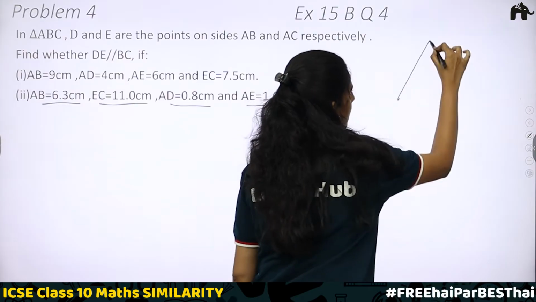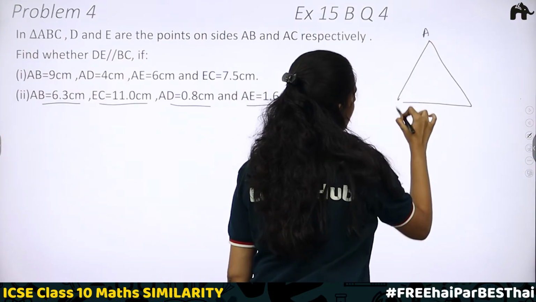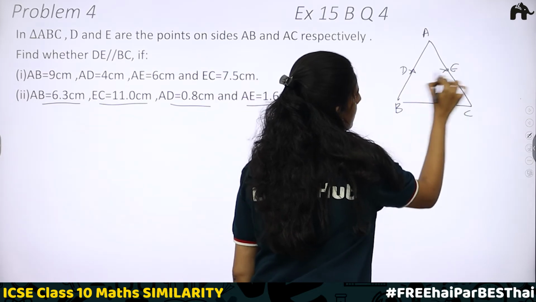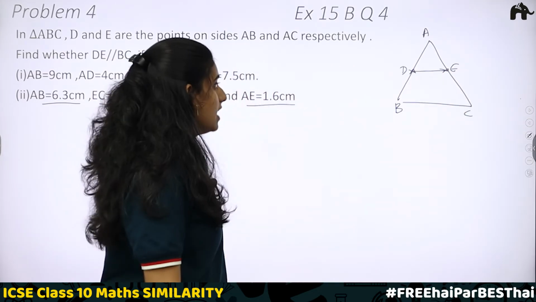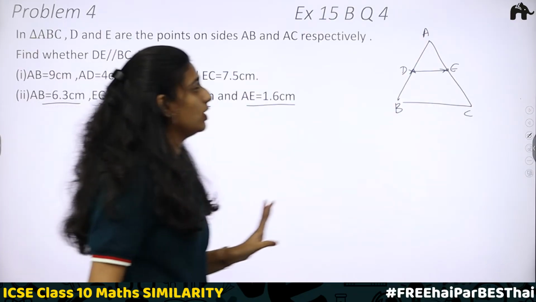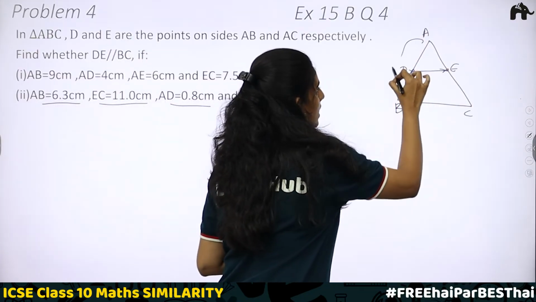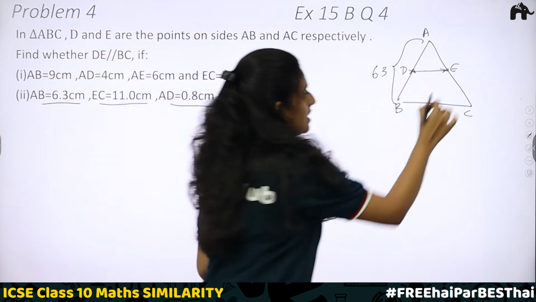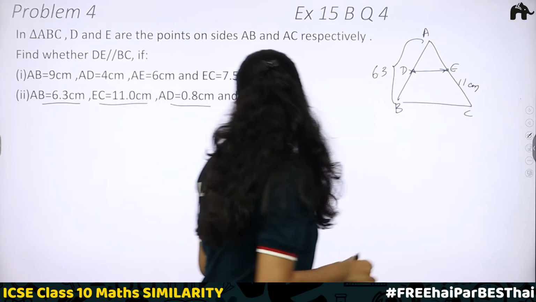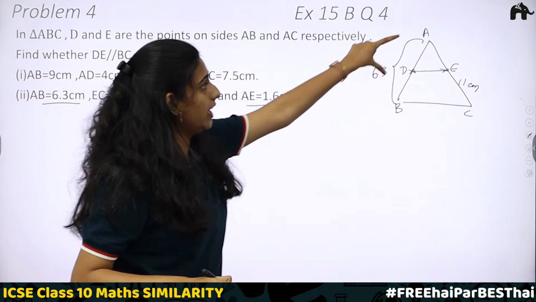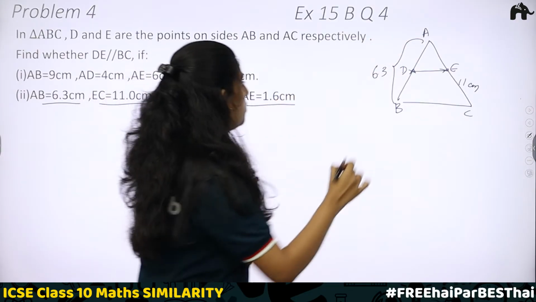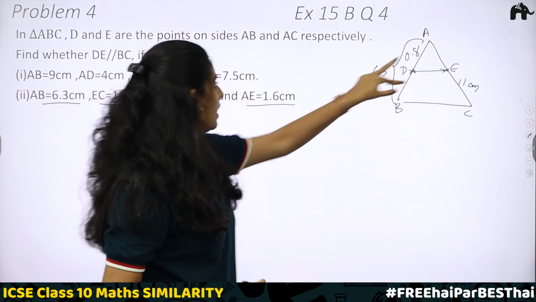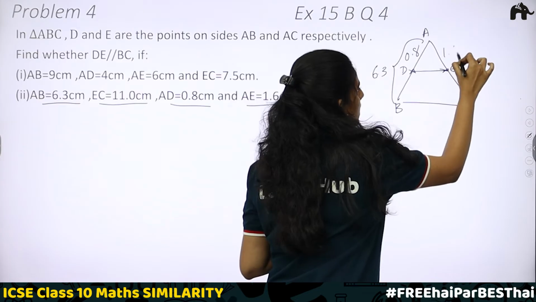Consider the triangle ABC. We have D and E here. This is the line joining points D and E. Given AB is equal to 6.3. This total length is 6.3 centimeter. EC is 11 centimeter. This is 11 centimeter. Then AD is this part. AD is equal to 0.8 centimeter and AE is given, AE is equal to 1.6 centimeter.